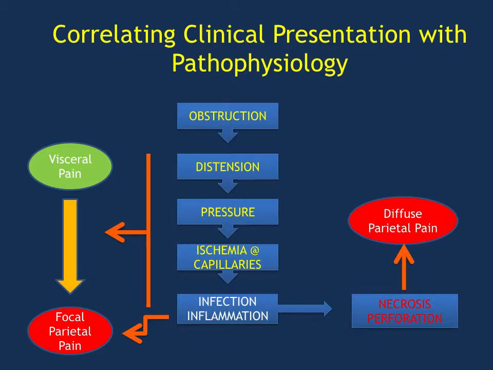And if the appendix perforates, and if it has diffuse spillage, which is not that usual for appendicitis, then the patient will experience diffuse parietal pain and has signs of diffuse peritonitis.